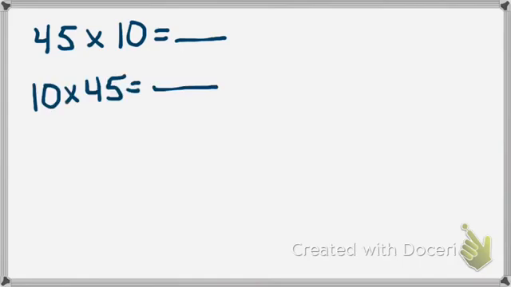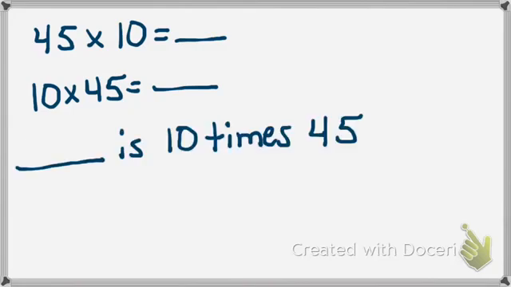And let's review. When multiplying by power of 10 numbers that are greater than 1, which could be 10, 100, 1,000, 10,000, we can see it in the following formats. I might see 45 times 10 equals blank, or it might be flipped around and say 10 times 45 equals blank, or it might say blank is 10 times 45. Either way, all three problems get solved in the same format.